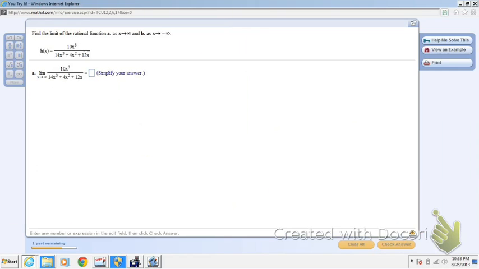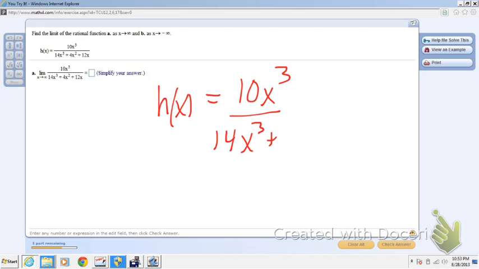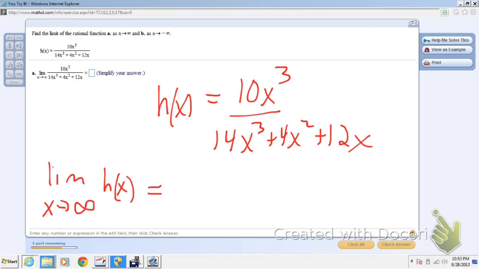Okay. Now here on this one, we luck out once again. I'm going to write it bigger here. H of x equals 10x cubed over 14x cubed plus 4x squared plus 12x. And the limit as x approaches infinity of h of x is basically, if you divide every term by the highest power, which is in the denominator, x cubed, and by now I'm going to assume you're comfortable with that, you've done that. You know that you're going to be left with the ratio of the leading coefficients, 10 over 14, as your horizontal asymptote.